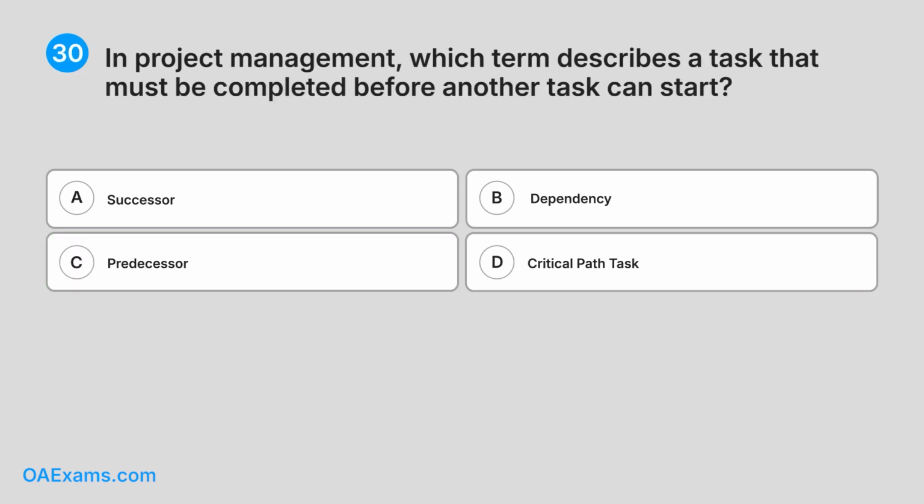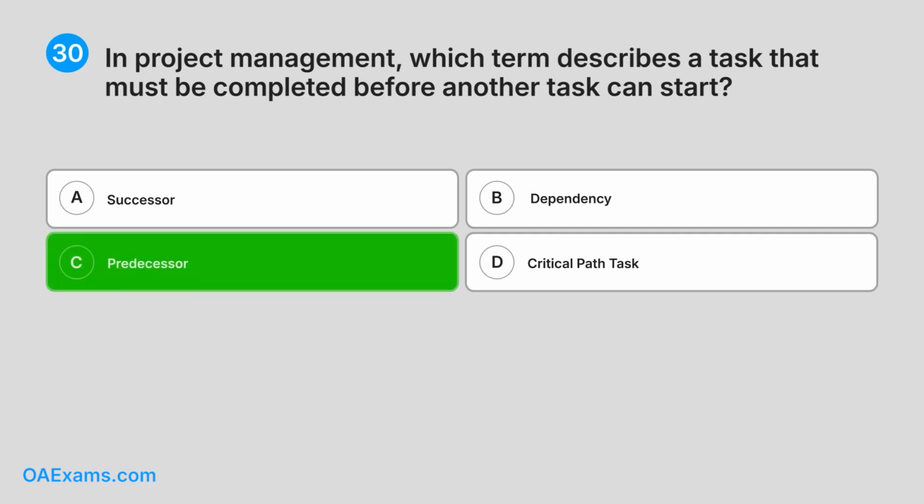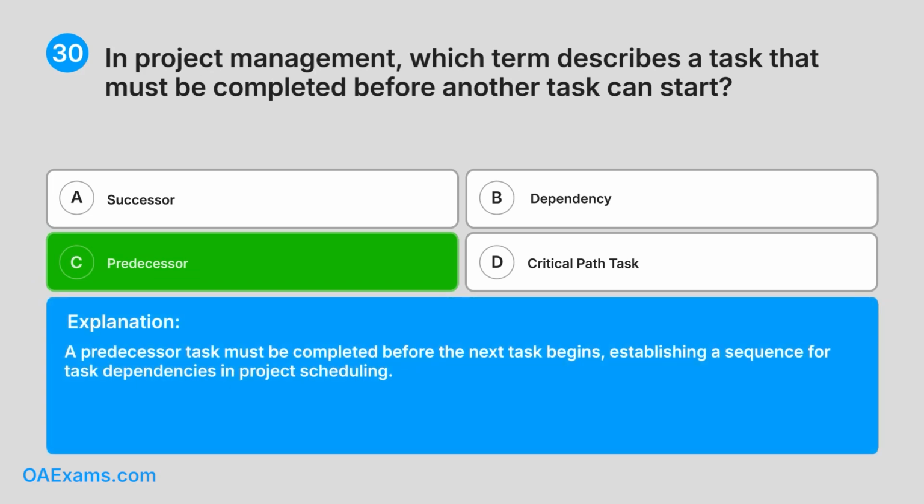30. In project management, which term describes a task that must be completed before another task can start? A. Successor. B. Dependency. C. Predecessor. D. Critical path task. Do you know the answer? Correct answer: C. Predecessor. Explanation: A predecessor task must be completed before the next task begins, establishing a sequence for task dependencies in project scheduling.